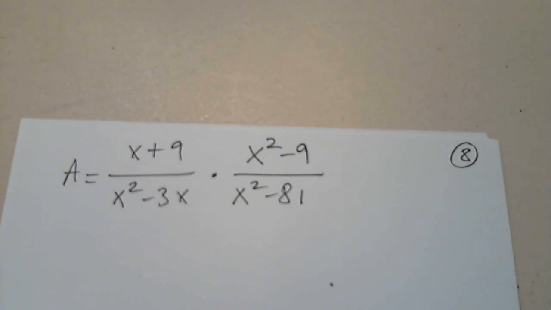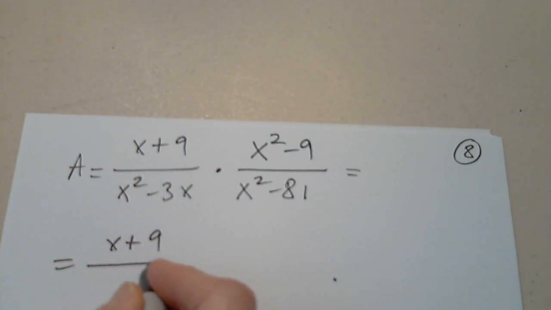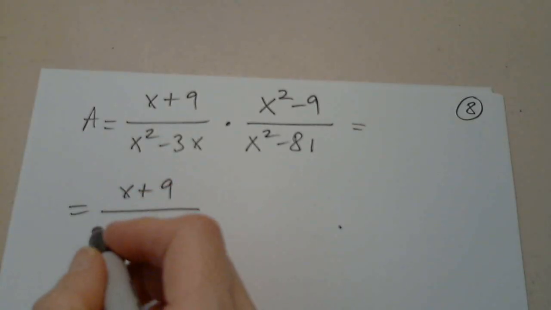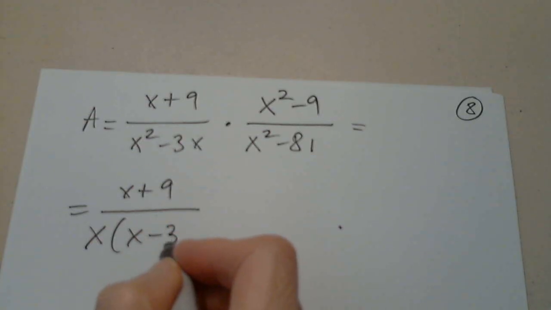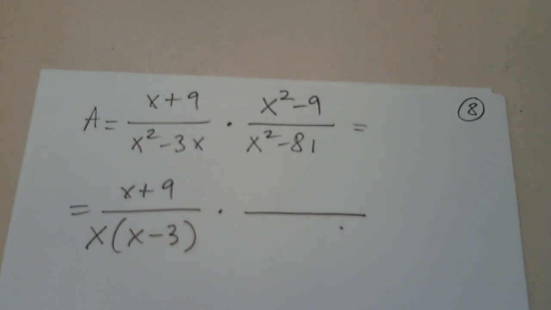We never multiply before we simplify. We completely factor, and then simplify. Good. So x plus 9 is x plus 9. What do we do with the denominator? Factor out x, so we have x minus 3. Now, the numerator of x squared minus 9, we have to completely factor that.